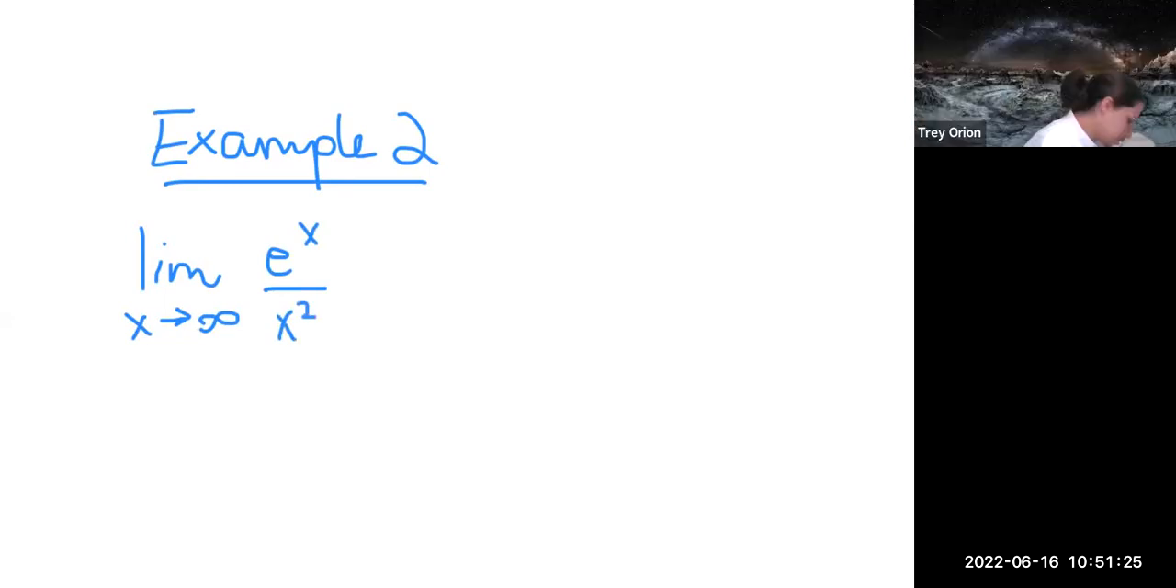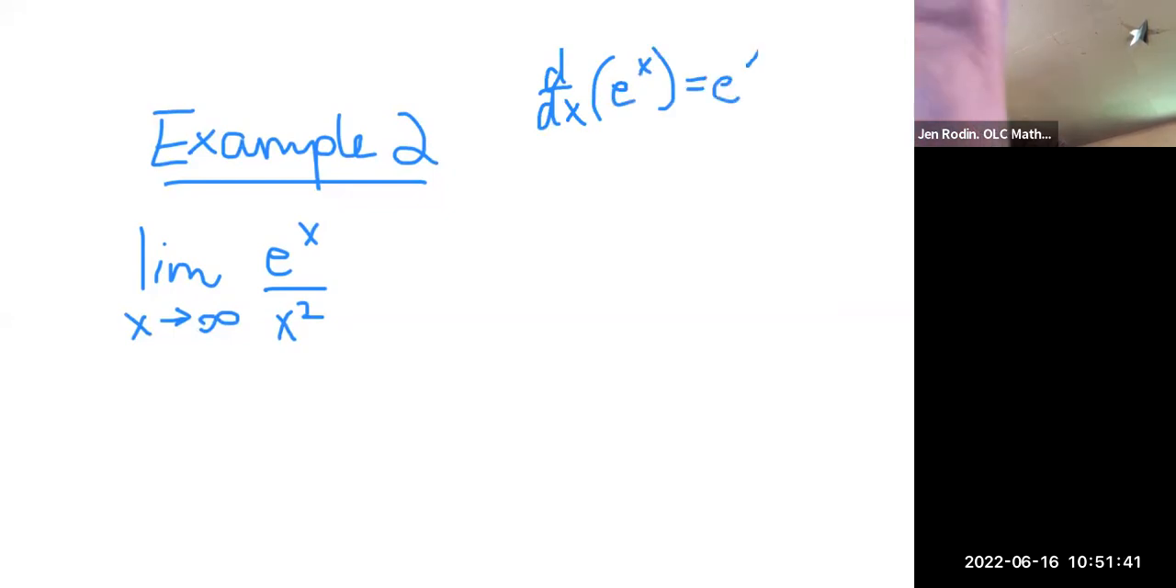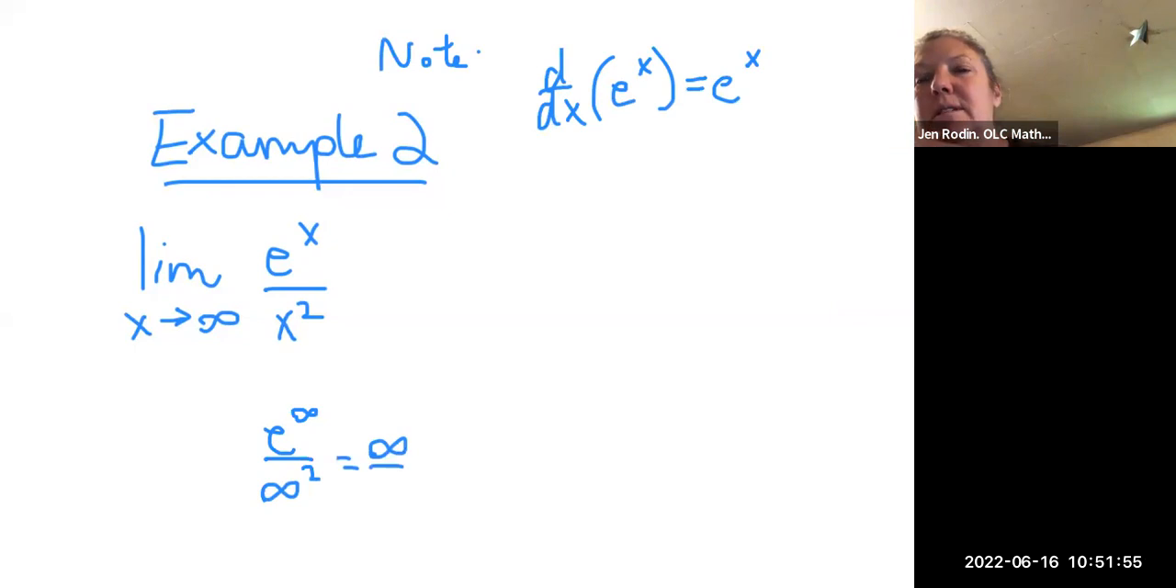So let's look at two that have exponentials and logarithms that we worked on this week, just to review them. So remember that the derivative of an e function is just itself. We just have to remember that from earlier. Okay, so first of all, if I put in e to the infinity over infinity squared, that's infinity over infinity, which isn't even a number. So that's definitely indeterminate.